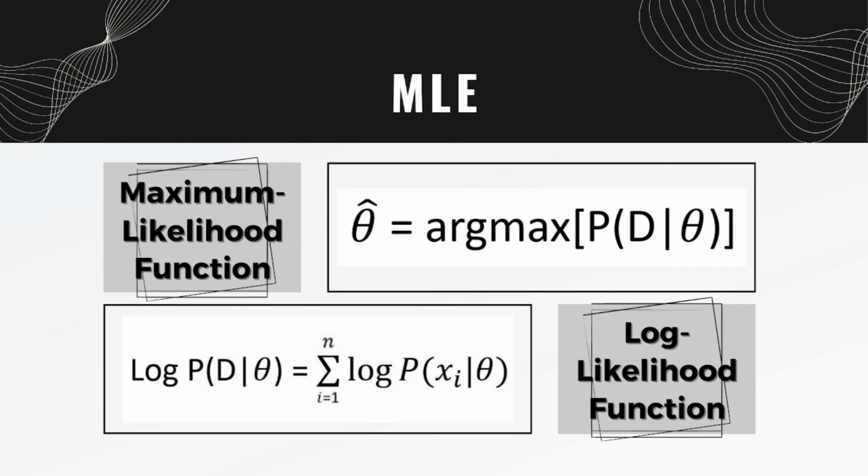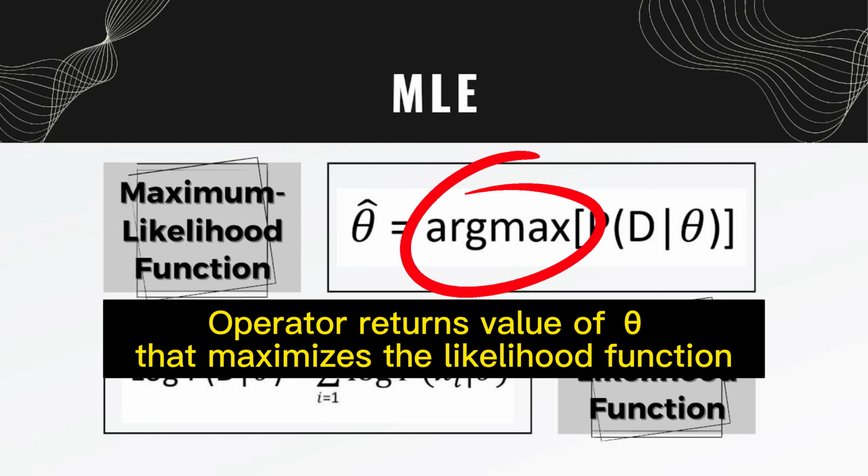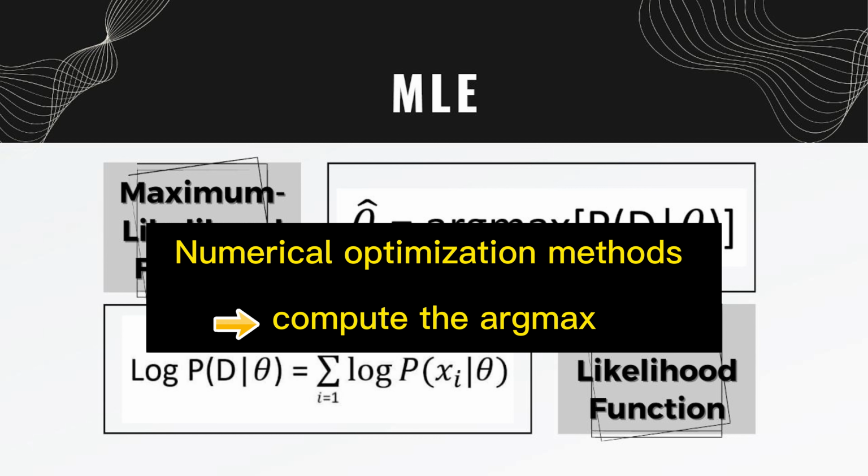The formula for maximum likelihood estimation is theta hat equals argmax of probability of D given theta, where theta hat is the maximum likelihood estimate of the parameter theta, and argmax is an operator that returns the value of theta that maximizes the likelihood function. In practice, numerical optimization methods are often used to compute the argmax.